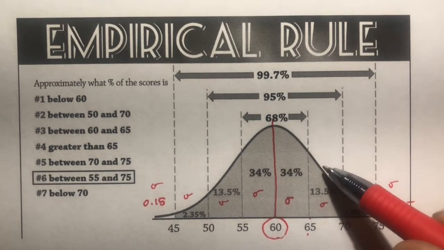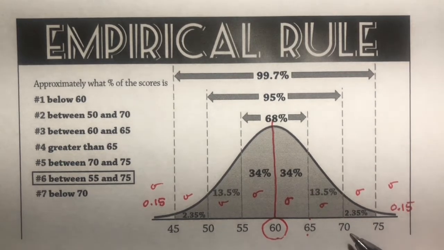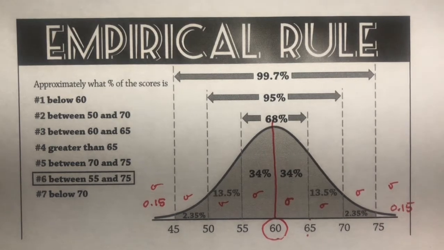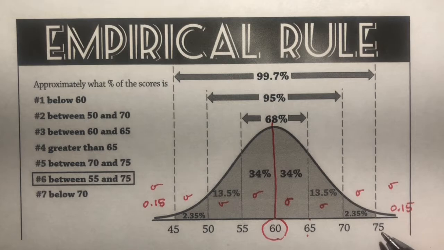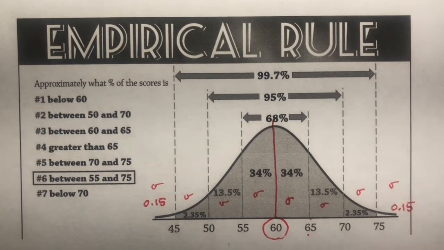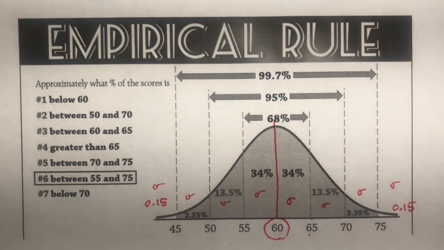And then 13.5% will have scores between 65 and 70. And then between 70 and 75, only 2.35% are going to be there. And then 0.15% is going to be above 75, which is 1, 2, 3, over 3 standard deviations away. And then going the other way, it's identical, going the opposite direction.